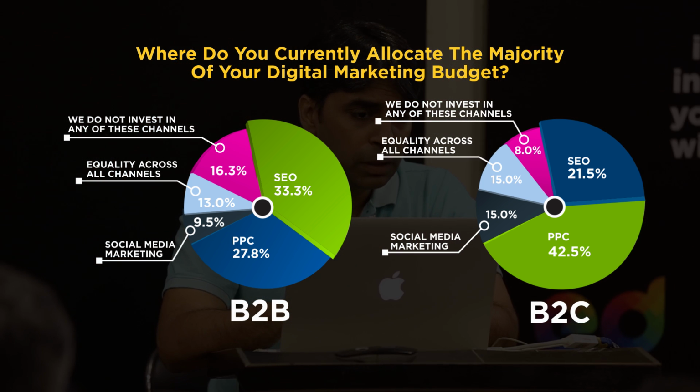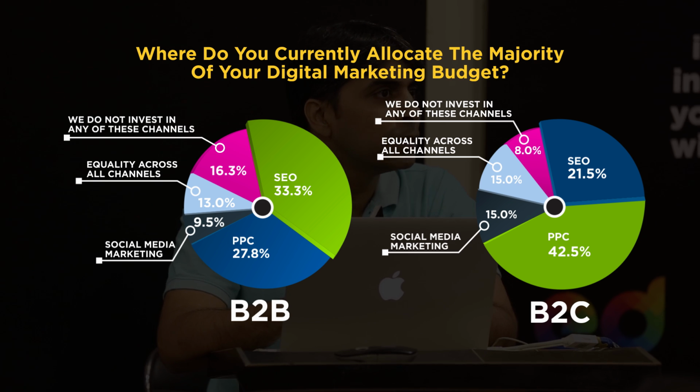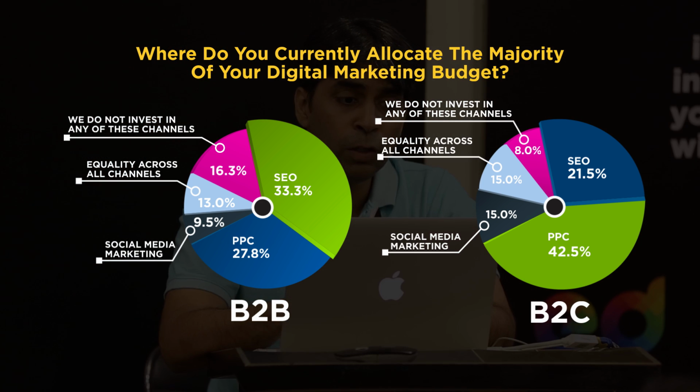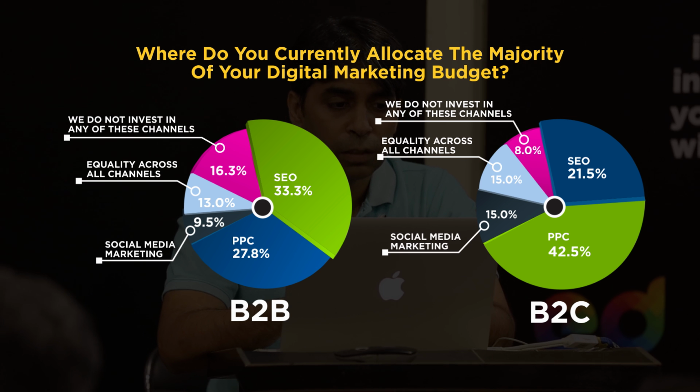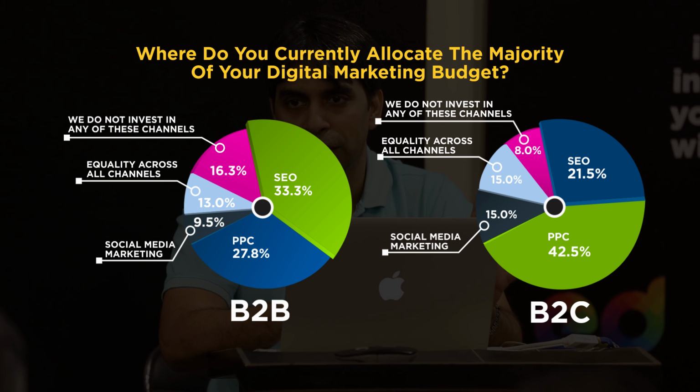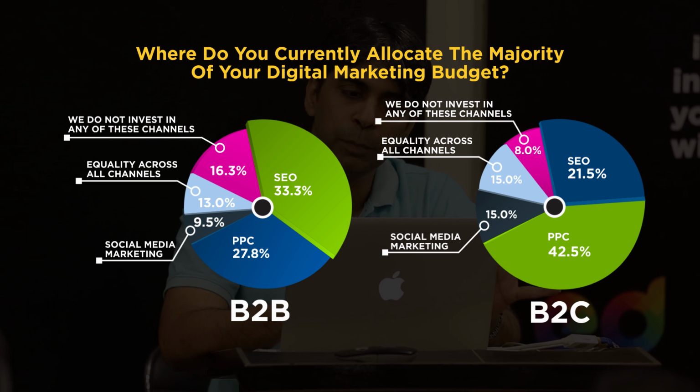So 13 and 15% are equal across all channels. This means including print and TV and other. Yeah. No, these are digital. These are only digital, sorry. So they're saying we spend it equally. So by the way, this is what people are saying. This is where the majority of their budgets are allocated. Okay? So 13% and 15% across B2B and B2C say that it's equal.